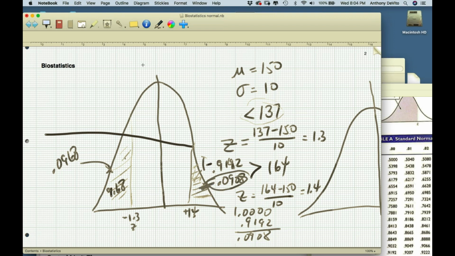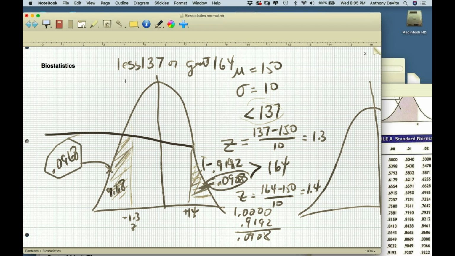So what if I ask you, what is the probability of picking someone who is less than 137 or greater than 164? Well, that would be the sum of this area and this area. So I would just add this number and this number together and find out it's about 18%.